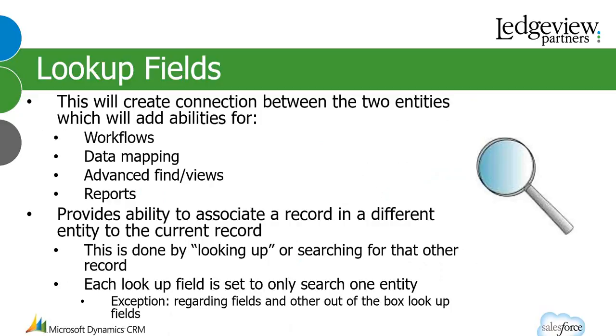Each lookup field is set to only search for one entity. Now there are a couple of exceptions. Regarding fields on activities is an exception, and some other out-of-the-box lookup fields are also exceptions. Now let's jump into CRM, and I'm going to show you how easy it is to create a lookup field.